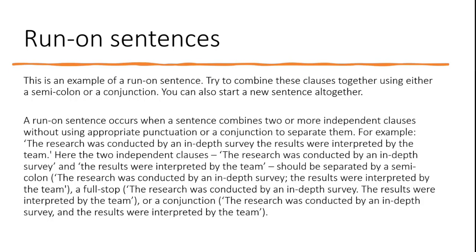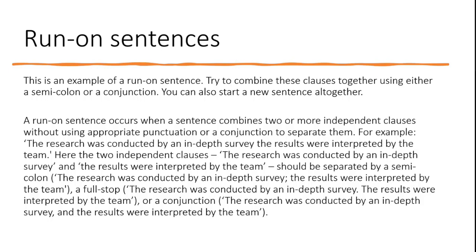The research was conducted by an in-depth survey, and the results were interpreted by the team. So you can use the coordinating conjunction. Just a note here, there has to be a comma before "and" because these are two independent sentences. The next option: the research was conducted by an in-depth survey; the results were interpreted by the team. The third one: the research was conducted by an in-depth survey. The results were interpreted by the team. So you see that just like with the comma splice, run-on sentences can be fixed by the full stop, the semicolon, or the comma and the coordinating conjunction.